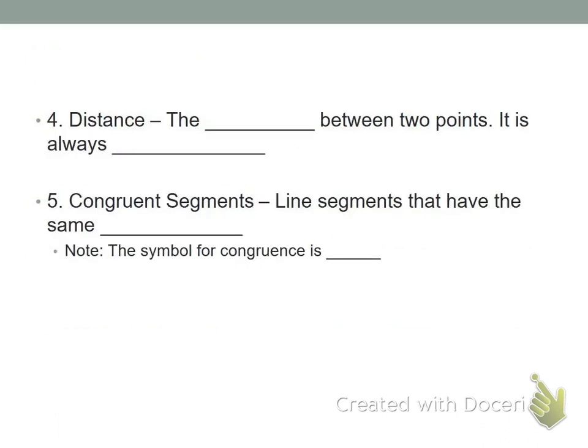Distance is the length between 2 points, or just the distance between 2 points. It is always a positive number. It's always positive. Now, the formal definition for distance is a little bit wordier. So if you were to look in your book, it's going to say something like the absolute value of the difference between the coordinates. That's really wordy. It's just the length between them.